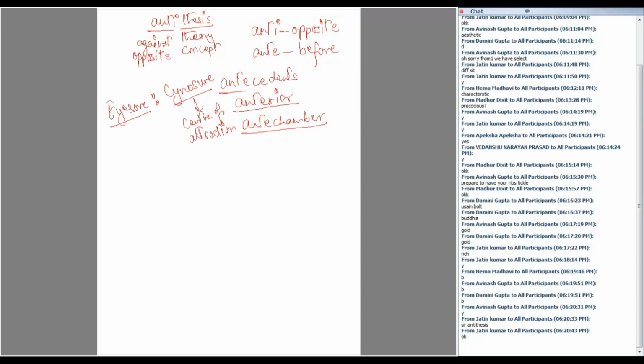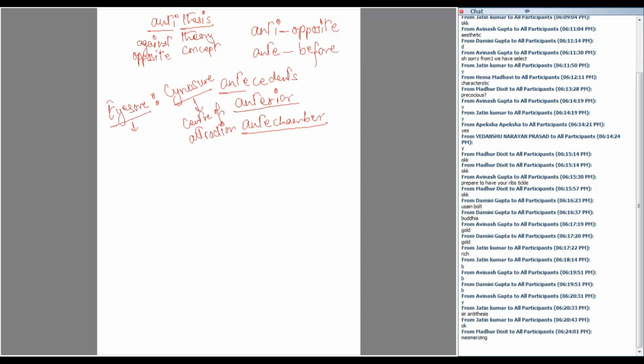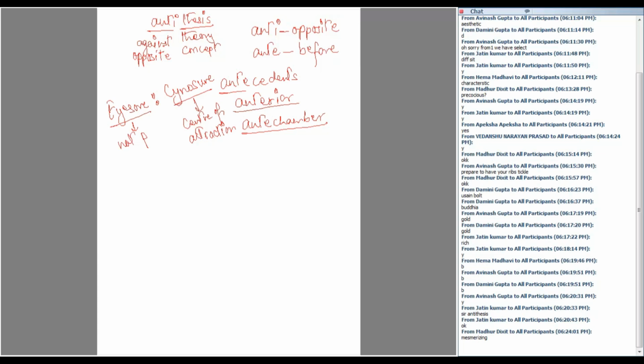So eyesore means something that is not pleasant to look at. And cynosure of all eyes means center of attraction. Mesmerizing, yes. A cynosure is going to be mesmerizing, yes.